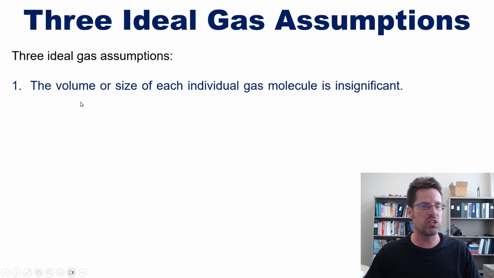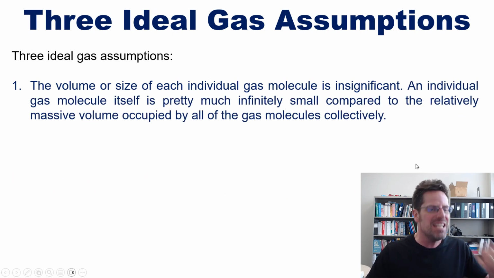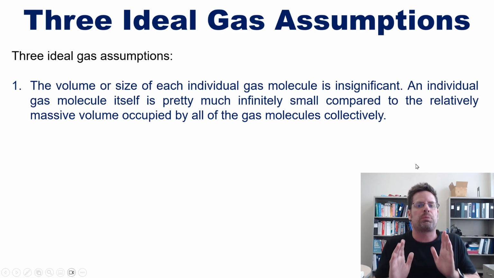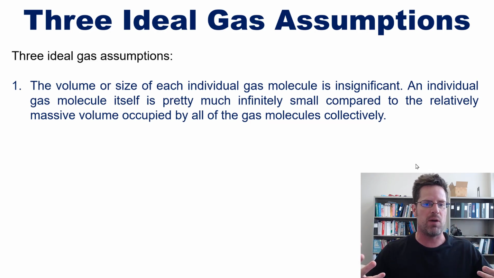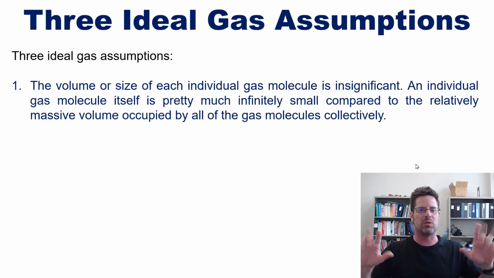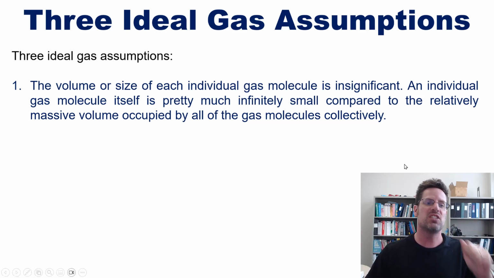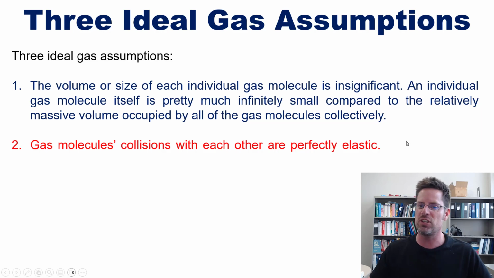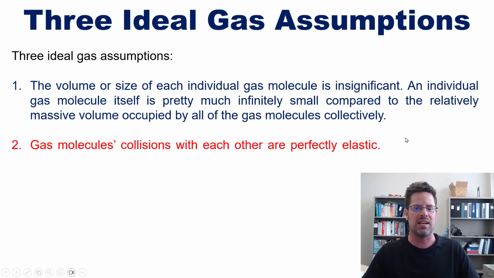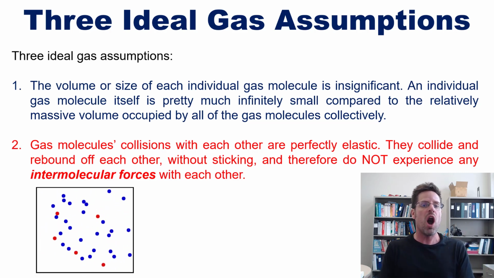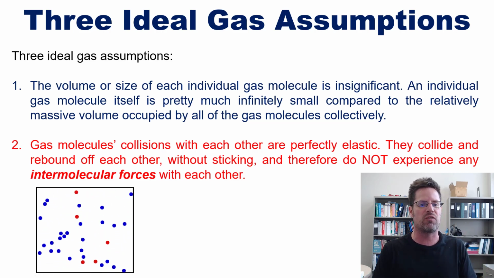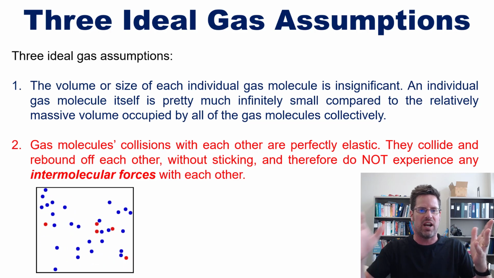First, the volume or size of each individual gas molecule is insignificant. That is, an individual gas molecule itself is pretty much infinitely small when compared to the relatively massive volume occupied by all of the gas molecules in a sample collectively. Second, gas molecules' collisions with each other are perfectly elastic. That is, they collide and rebound off each other without sticking, and therefore do not experience any intermolecular forces with each other or with the inside of their container.